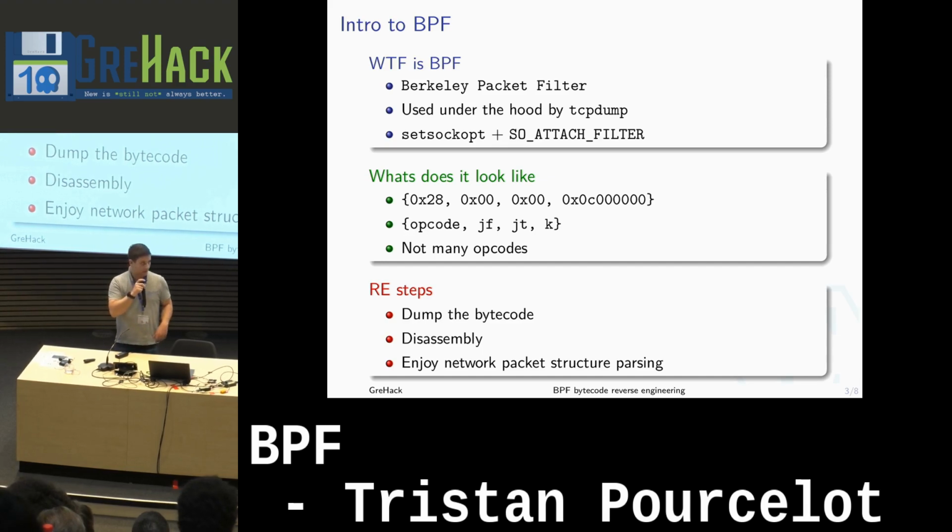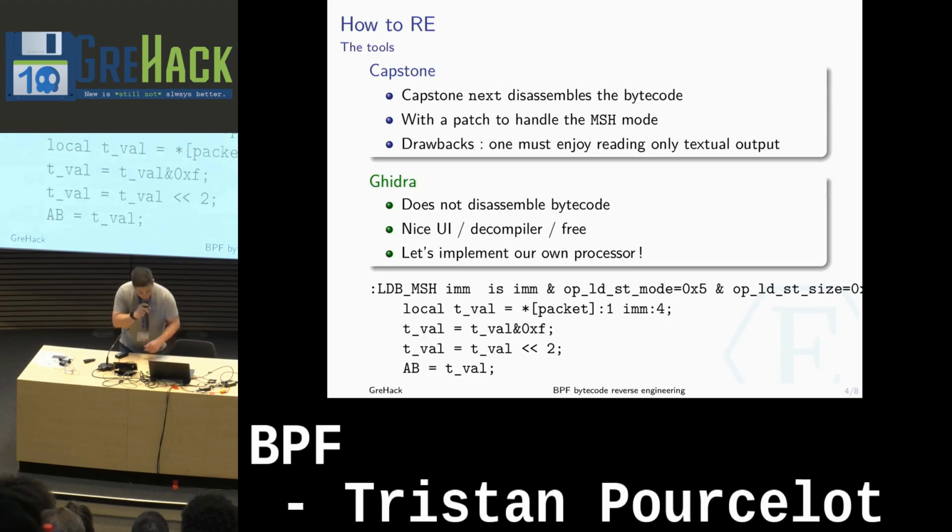How do we reverse that? We take the bytecode from the binary, we dump it, we disassemble it, and we reverse it, and then we enjoy network structure parsing, or otherwise hitting yourself with bytes. So how to disassemble this? You can use Capstone. The next branch disassembles the bytecode, but sometimes you have to patch it because it does not handle all the modes.